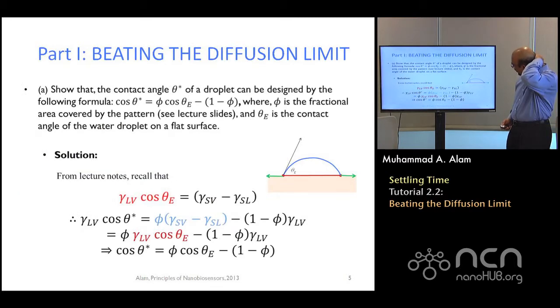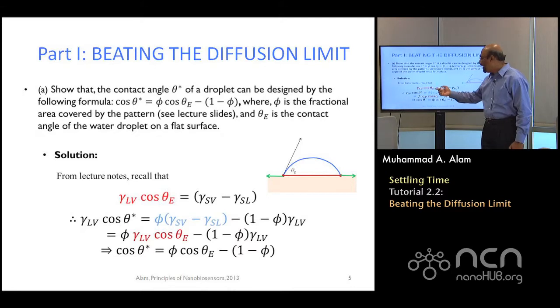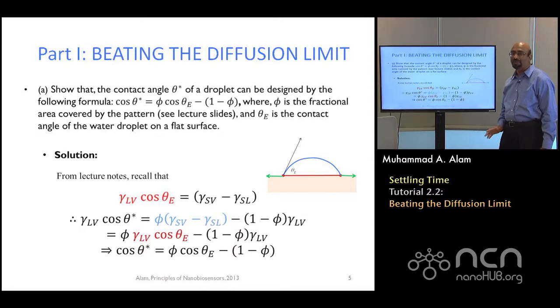So the equation was relatively simple. You remember that in the original case, the gamma LV cosine theta E, this was the Young's equation. That related, the theta E actually knew about everything. It knew about the solid to vapor surface tension, solid to liquid, and liquid to vapor. So theta E knew everything.